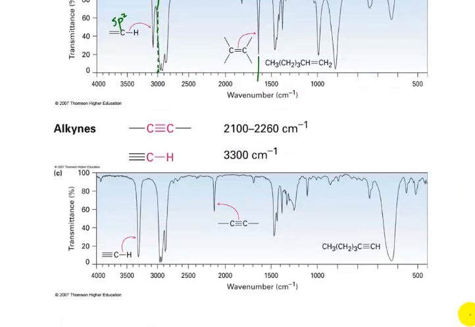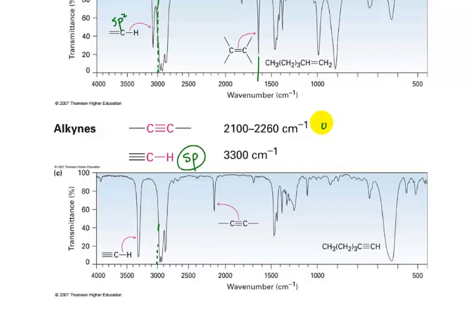Alkynes, we'll keep moving up here. Here's an sp hybridized CH bond right here, well above 3000, way up at 3300, a very sharp resonance there, way above the 3000 borderline. A CC triple bond, 2100 to 2200, right there.